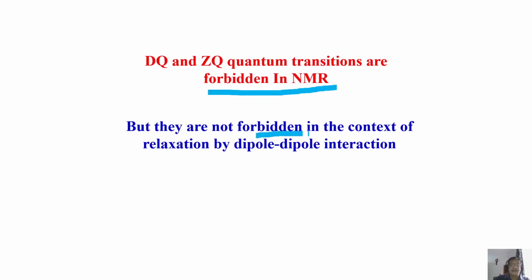But they are not forbidden in the context of relaxation. This dipole-dipole interaction can aid in the relaxation of the nuclear spin. So they are not forbidden in the relaxation context, but they are forbidden for the detection of the magnetization. You can excite double quantum and zero quantum, but you cannot excite and detect directly. That's the indirect way of doing it. You cannot send an RF pulse and then start detecting the double quantum. They are all forbidden transitions, but not for relaxation. That's the point I wanted to tell you.